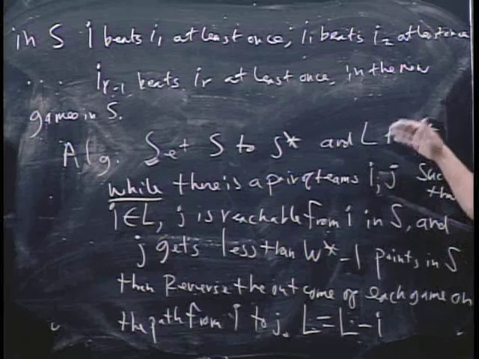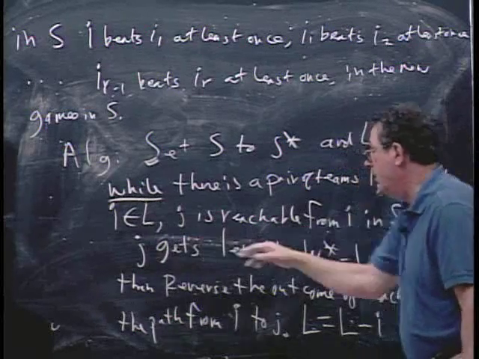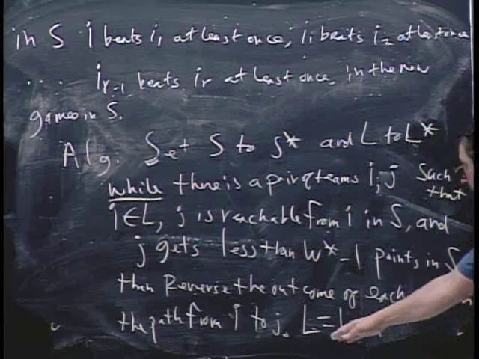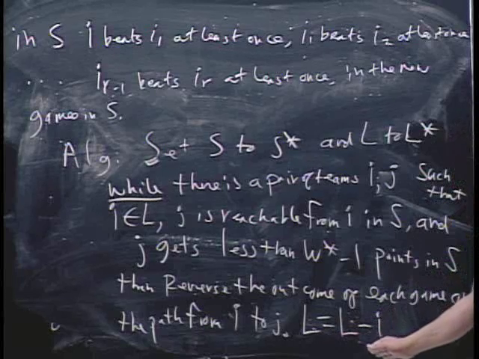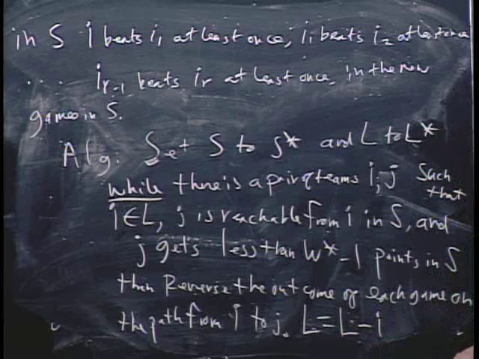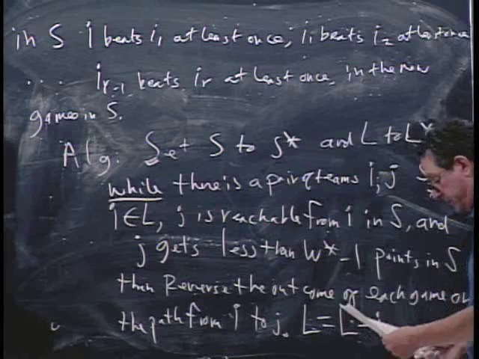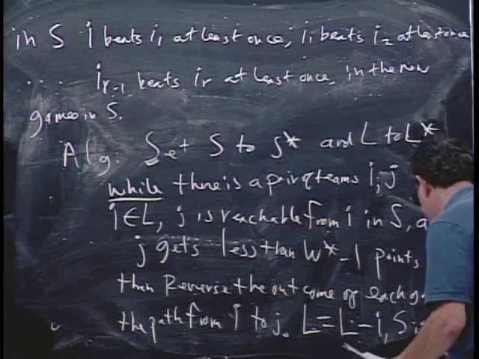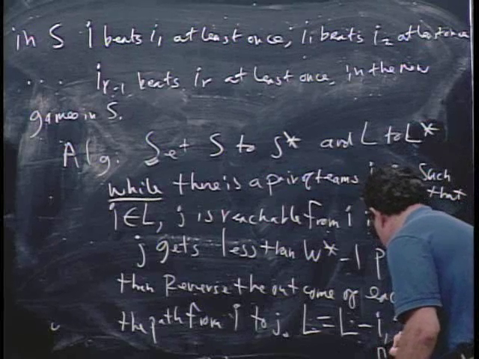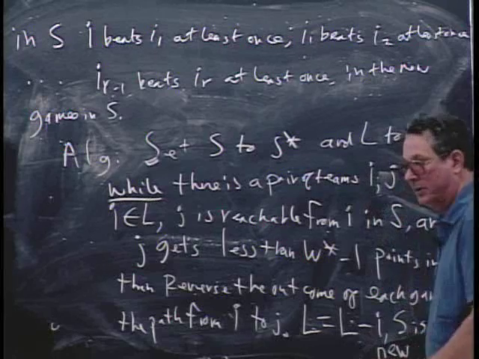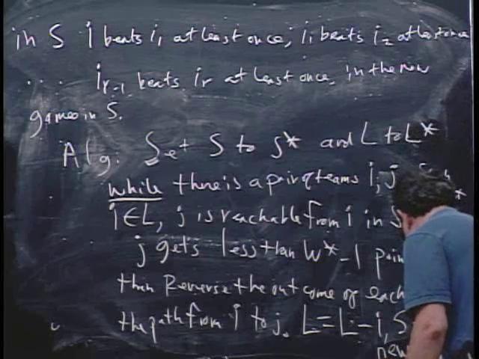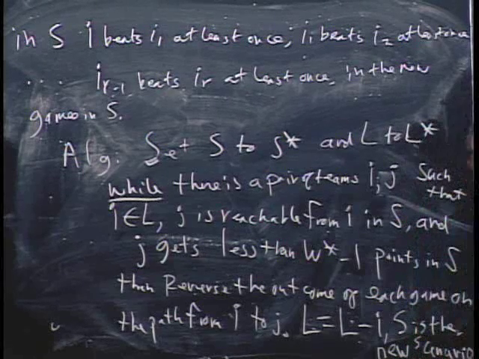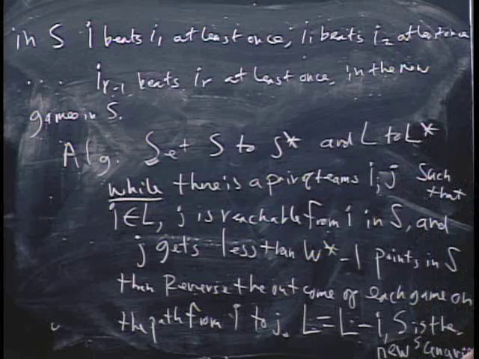So since I had previously been in L, it meant that I had won, under the current scenario, W star games, but now it loses one, so it's not in L anymore. So L is equal to L minus I, and then S is the new scenario, or updated scenario. I would write updated if I had room here, but I'll just write new scenario. And hopefully that's readable when you see it on TV.